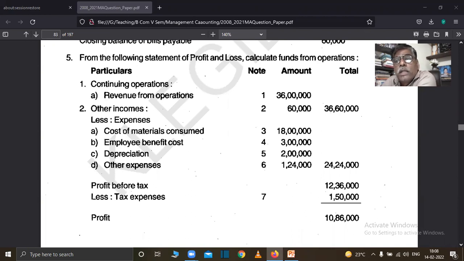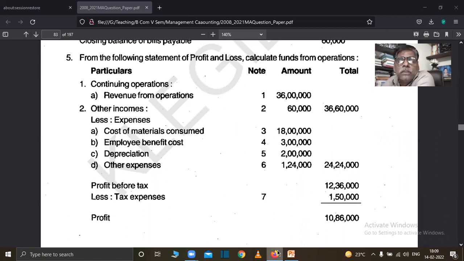Otherwise, you take the net profit and add non-operating and non-cash expenses. Thereafter, you deduct non-cash and non-operating incomes. Okay.